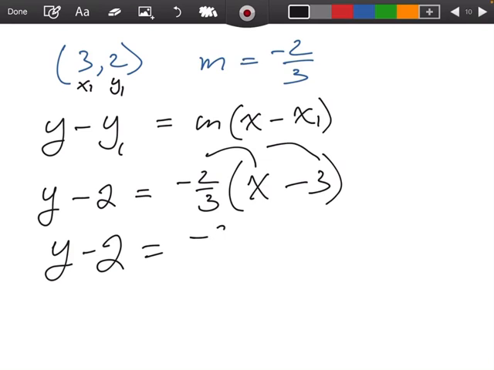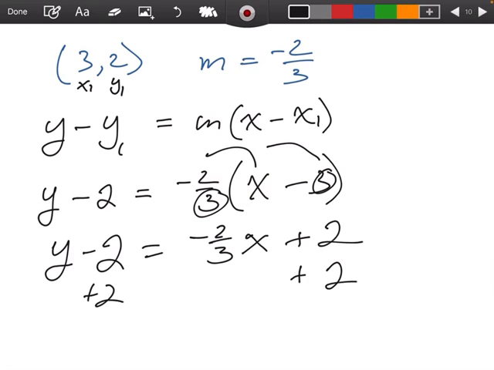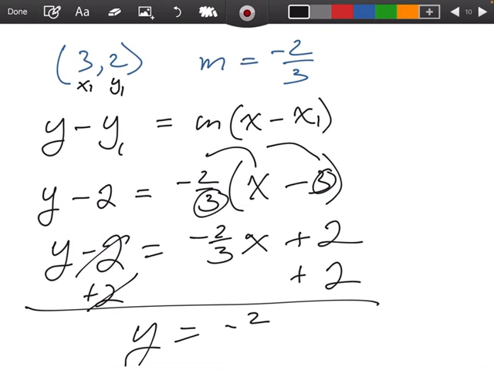All right, let's see, that's a negative 2/3 x. Negative times negative is positive, so this 3 and that 3 will cancel. It's a positive 2. So when I add this 2 to both sides, I'm getting y equals negative 2/3 x plus 4.